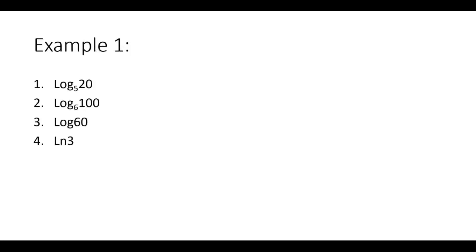So let's go ahead and do a couple of these just to practice some more. Example 1: what is log base 5 of 20? Well, 5 to some power equals 20, but I don't know what that power would be. There's no way to just do that mentally. So I'm just going to use my change of base formula: log 20 over log 5. And let's see what we get as a result. We get about 1.861.